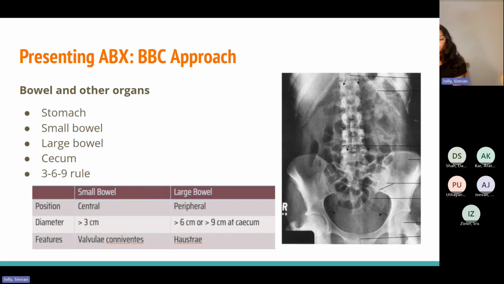And the 369 rule is something that you might have heard mentioned on the wards. It's just important to know because those are the markers that we use to determine if we think there might be some kind of obstruction. So we expect that the small bowel should be no bigger than 3 centimeters. The colon, so the large bowel, should be no bigger than 6 centimeters, and the cecum should be no larger than 9 centimeters. And if it is bigger than any of this, then some kind of obstruction might be happening.